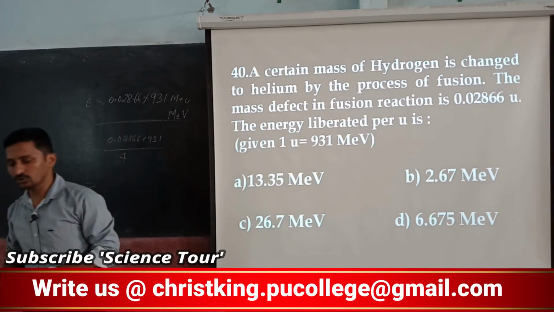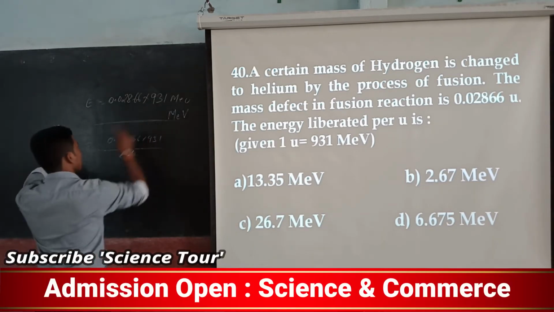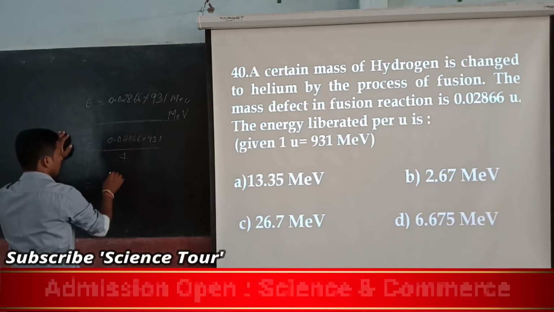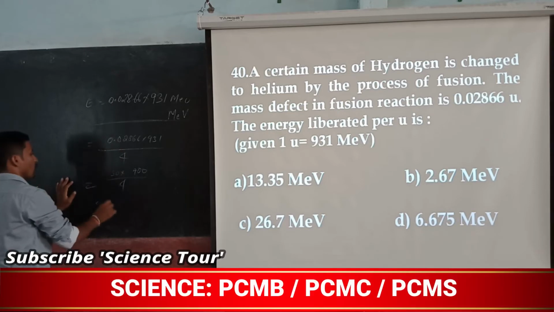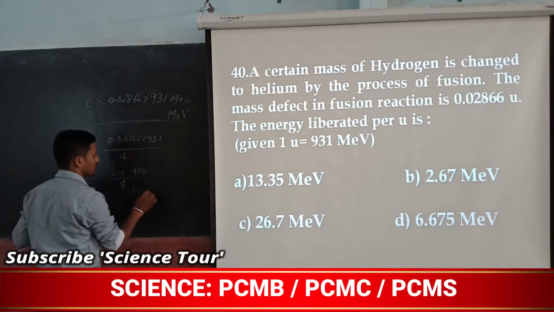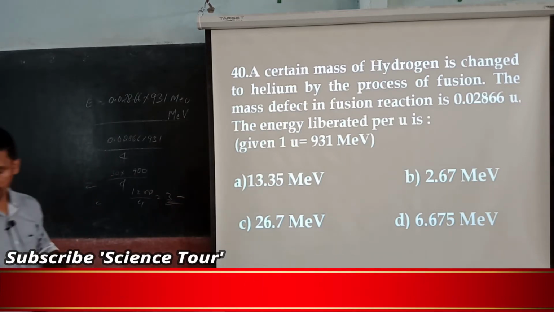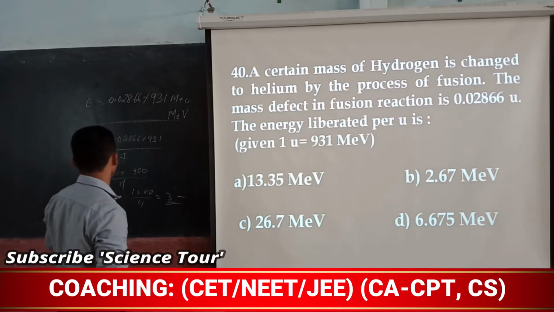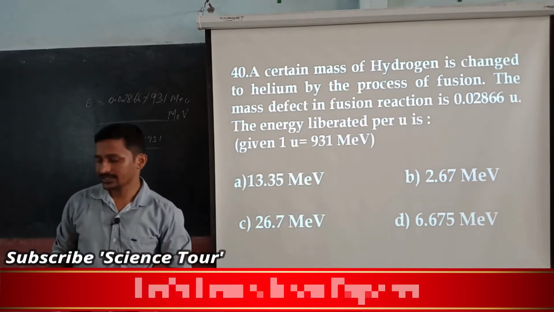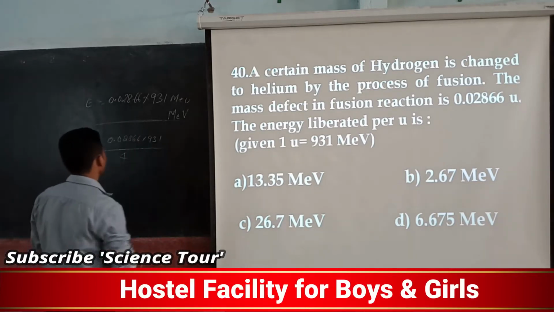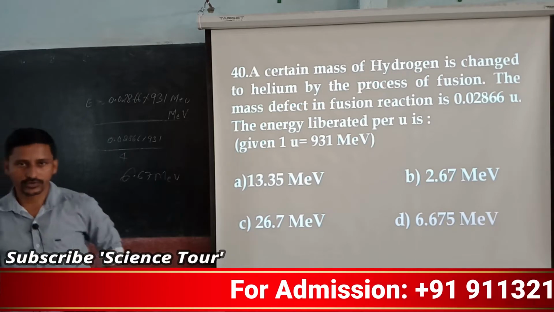So you have to do the multiplication. 0.028 you can take approximately, so it is 900 if you take, so 900 divided by 4. Nearly, okay. You have to do it correctly, exact calculation you have to get, so that you are going to get the answer as 6.67 MeV, okay, 6.67 MeV, that is the thing you are going to get.